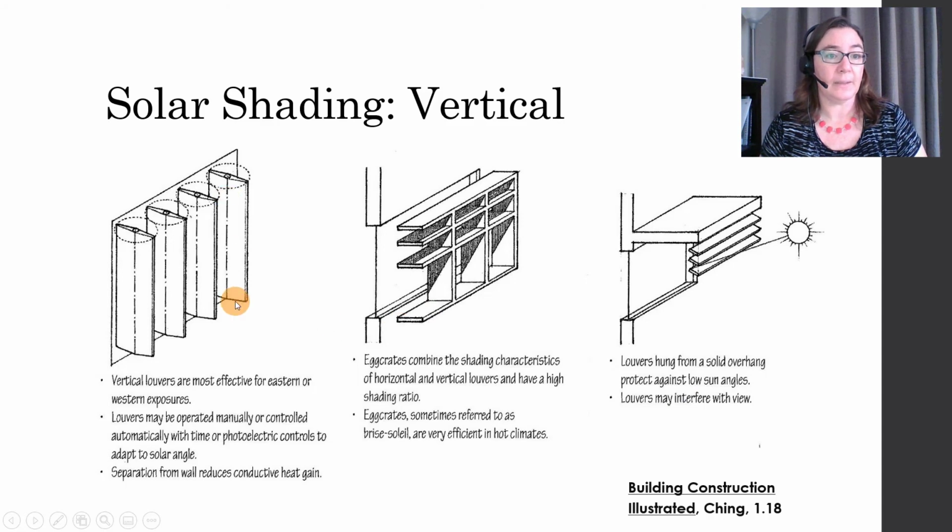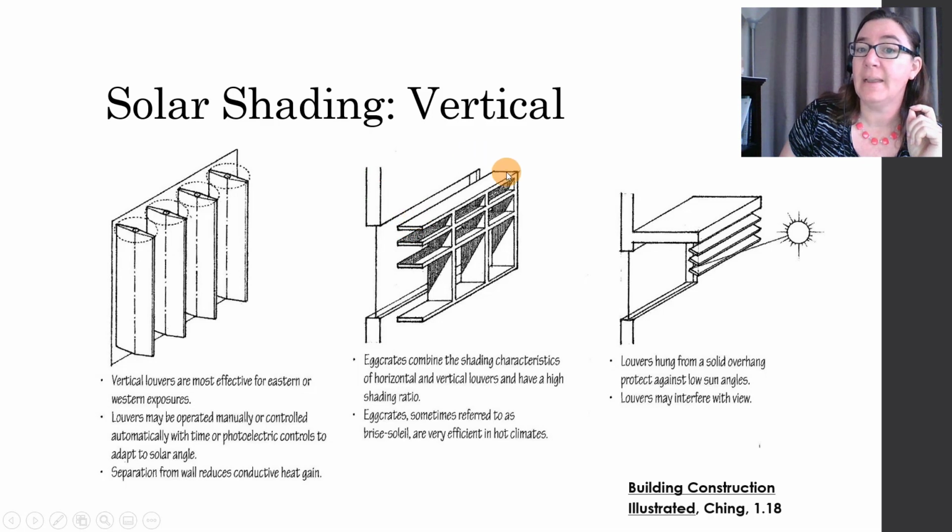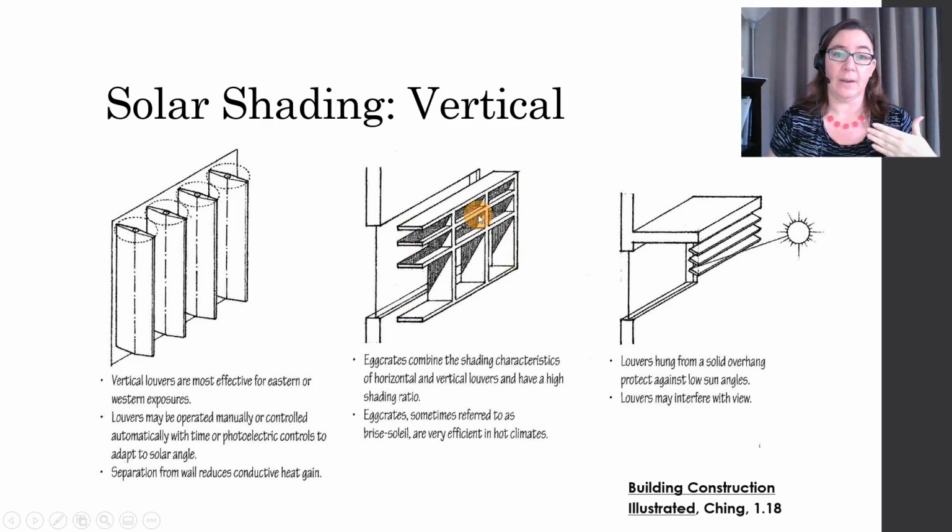And so that can look like something like this. Or you can combine the horizontal and the vertical elements. It can look like an egg crate design. That's what this one is called. You can see that it's got horizontal and vertical elements. Or it can look something like this, where you've got a horizontal overhang and some vertical elements here.